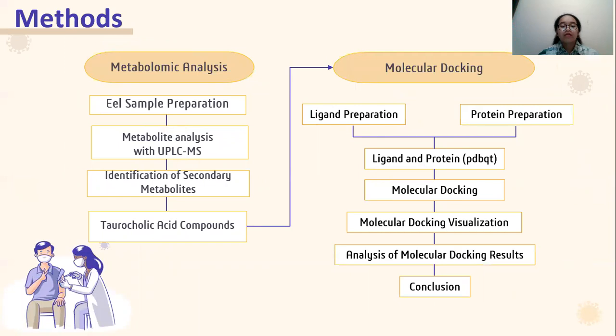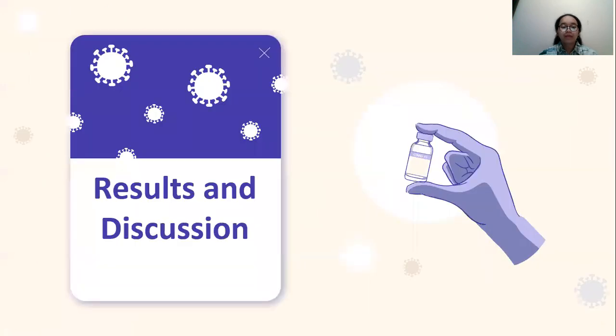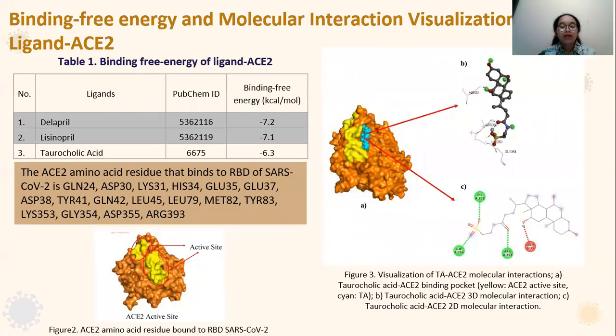The method itself consists of two major pathways, namely metabolomic analysis conducted by Kusumawati 2020 and molecular docking. The molecular docking consists of ligand and protein preparations, molecular docking, analysis and visualization of molecular docking result, and conclusion. This molecular docking uses two comparison variables, namely delapril and lisinopril. Both of these compounds are ACE inhibitors.